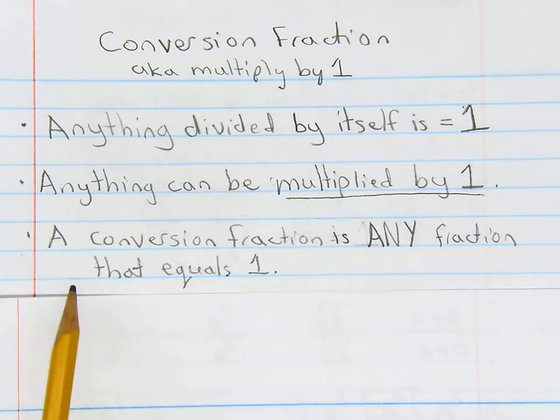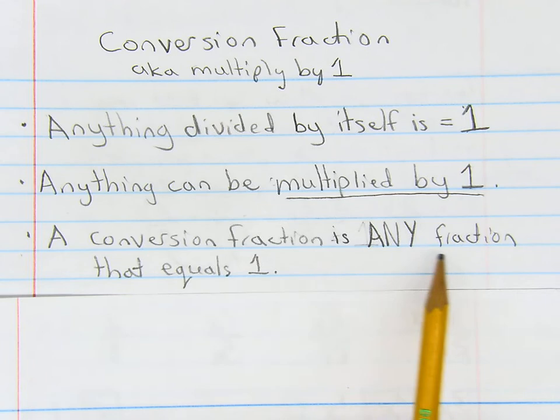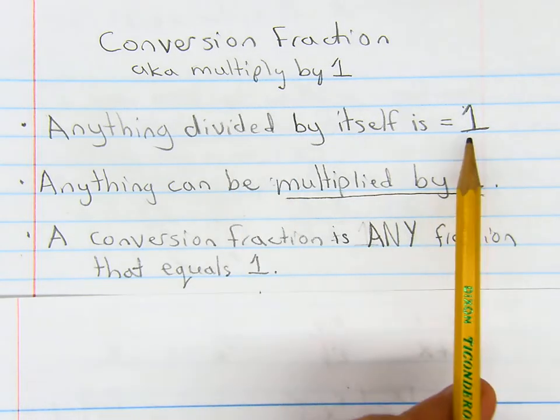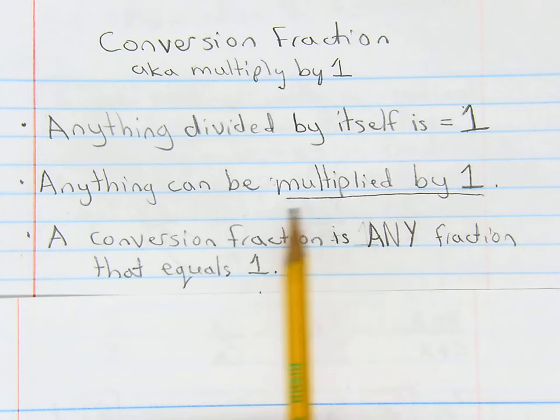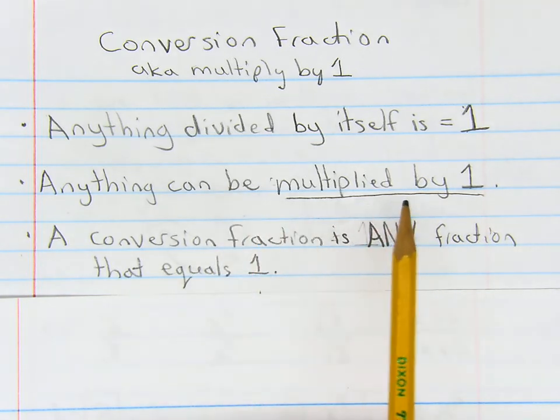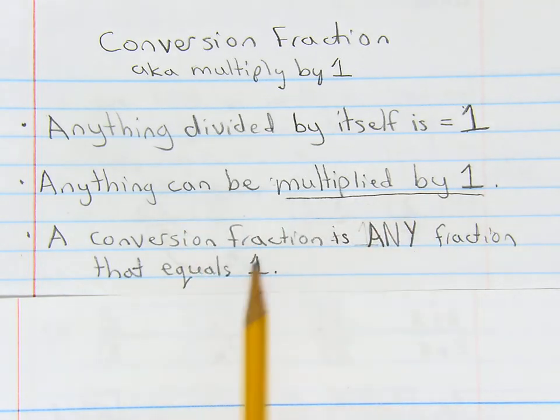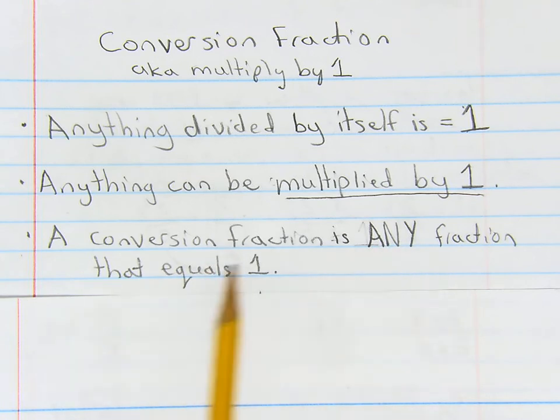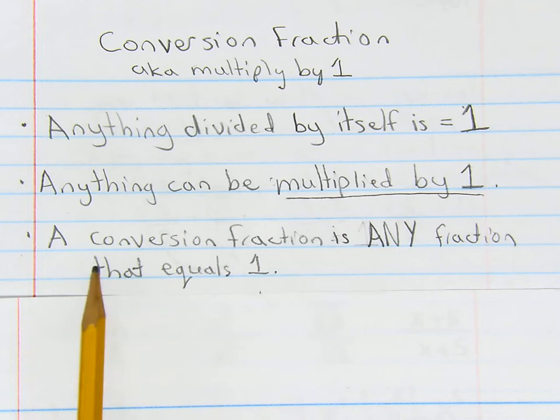So the third component is that a conversion fraction is any fraction that equals 1. Anything divided by itself is 1, anything multiplied by 1 is itself, and if you put anything as a fraction where the top and bottom are the same, that's called a conversion fraction, and it equals 1.